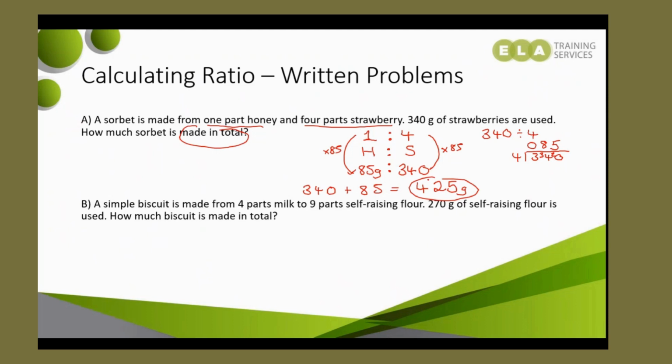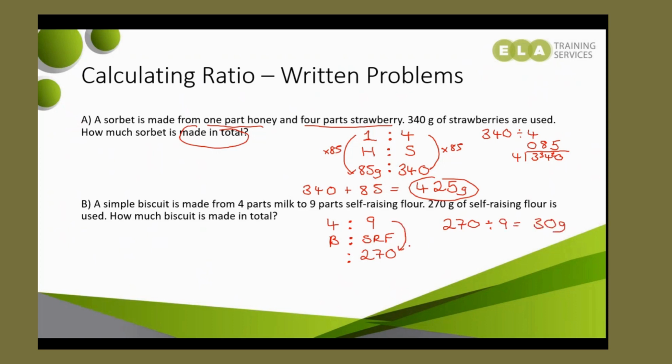Okay. Then a simple biscuit is made from 4 parts milk, 9 parts self-raising flour. If 270 grams of self-raising flour is used, how much biscuit is made in total? So we know our ratio is 4 to 9, biscuit to self-raising flour. We know 270 grams of self-raising flour is used. So we need to work out 1 part. So 270 divided by 9 is 30 grams.